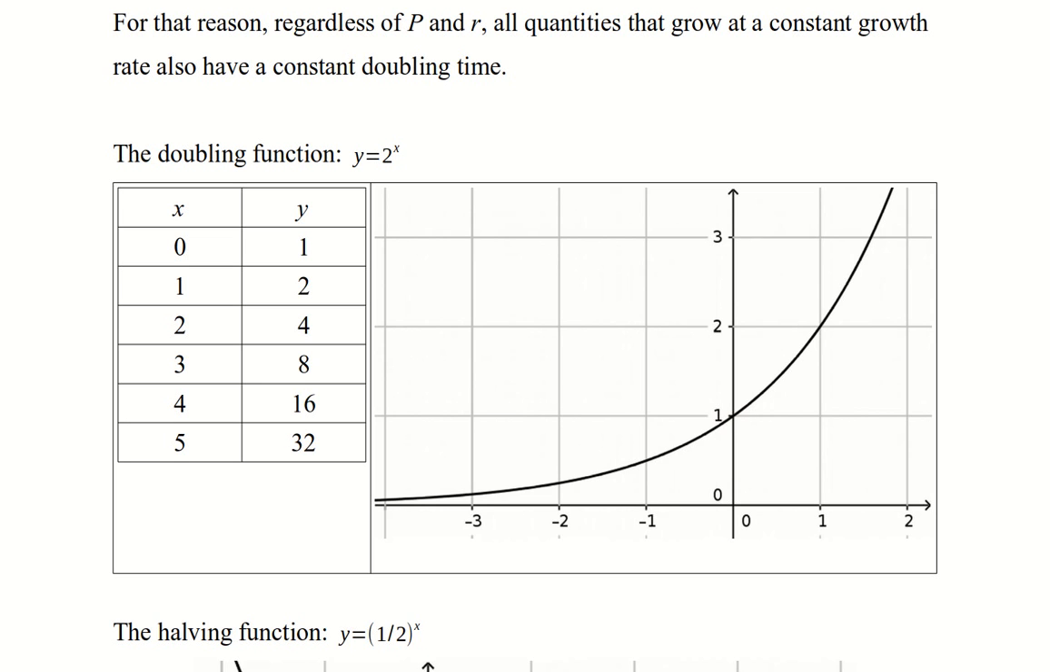Take a look at that and notice that it has an asymptote. In other words, it's getting closer and closer to the x-axis without ever touching it. And we'll talk about that when we talk a little bit more in the next example about the halving function.